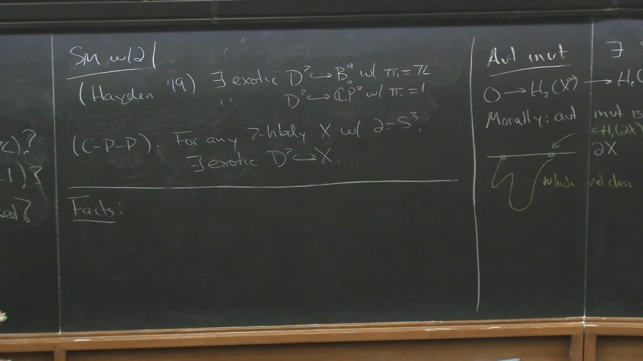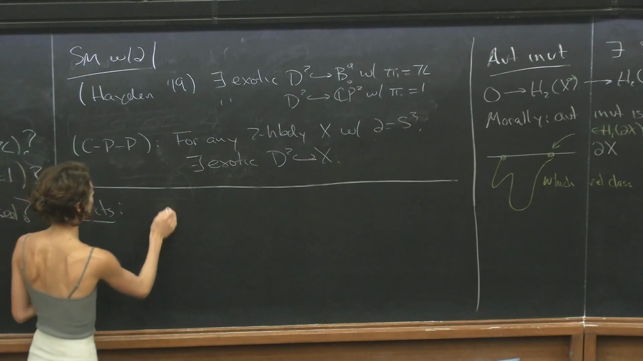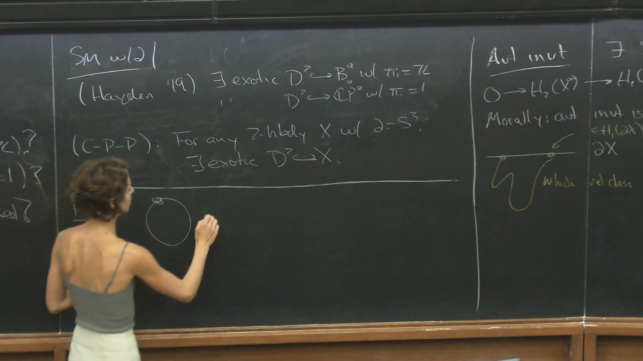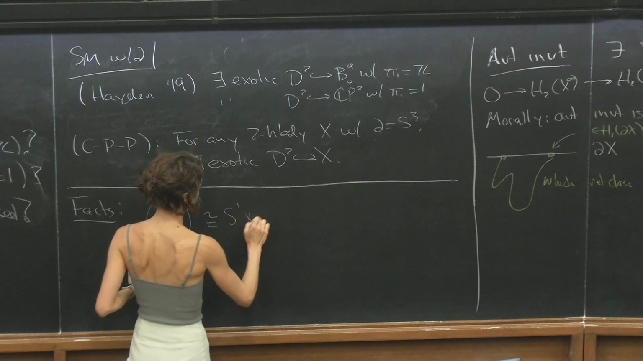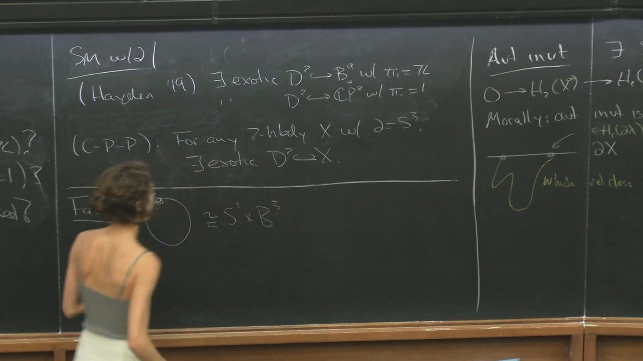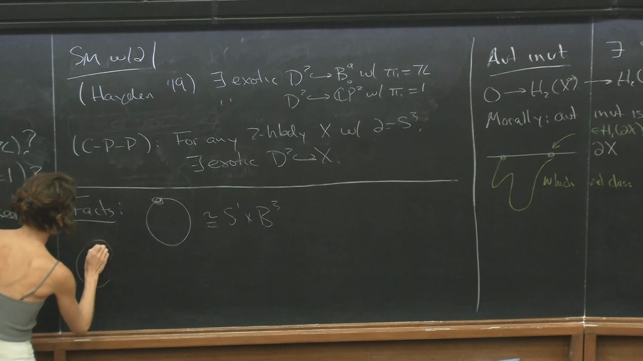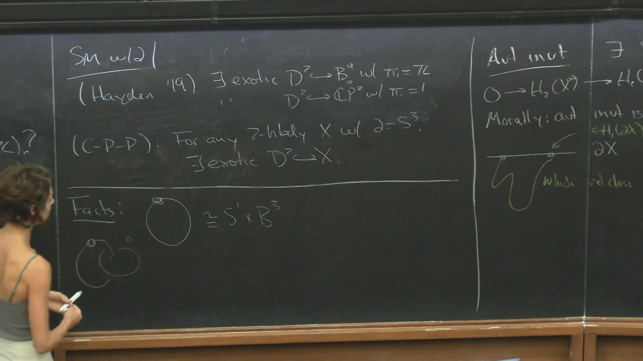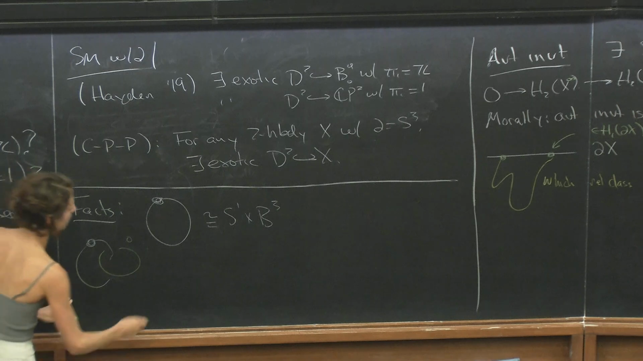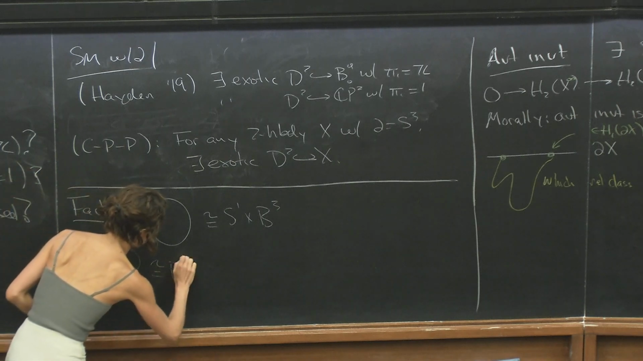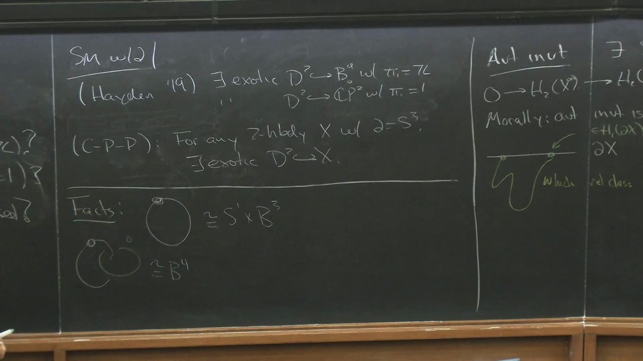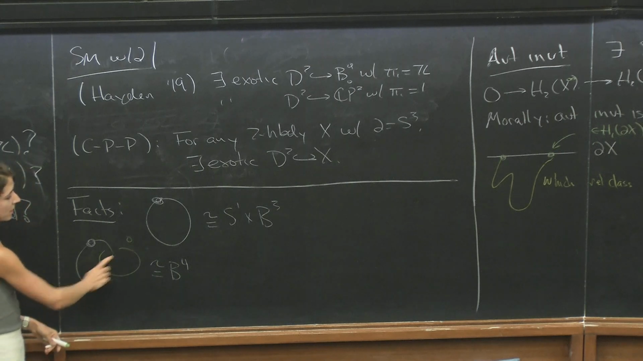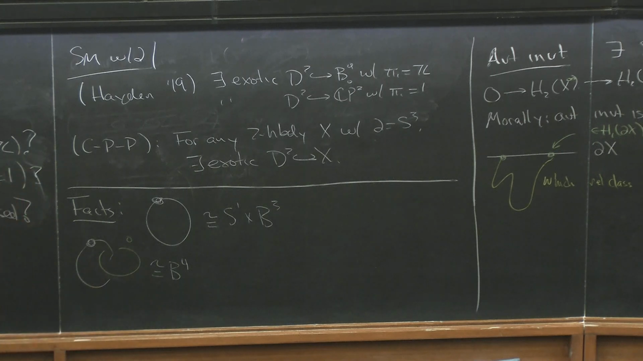So let me start off by reminding you of a couple of facts. This notation, a dotted circle, is used to denote S1 times B3. And if we have a dotted circle and a 0-framed 2-handle, linking it as the Hopf link, well, this is B4. And the boundary of this is exactly the 0 surgery on this Hopf link, which is S3, as you know.